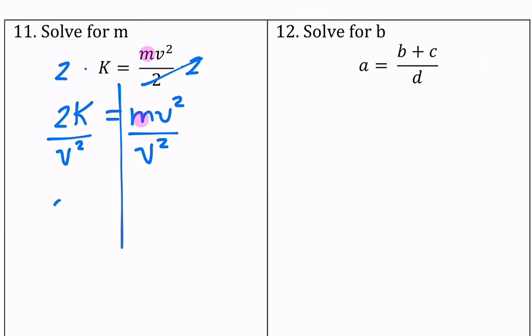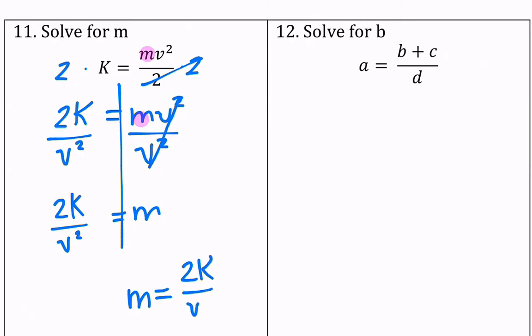So my 2k divided by v squared will fall down. On the other side, the v squared on top cancels the v squared on bottom, so m drops. M is all by itself, which is exactly what I wanted, so let's just write it proper. M is equal to 2k divided by v squared.